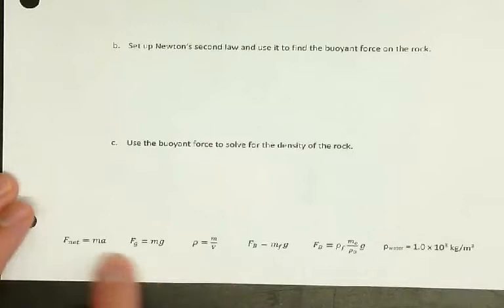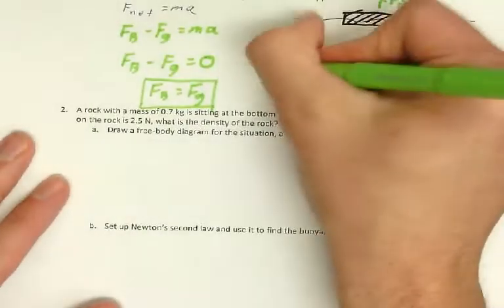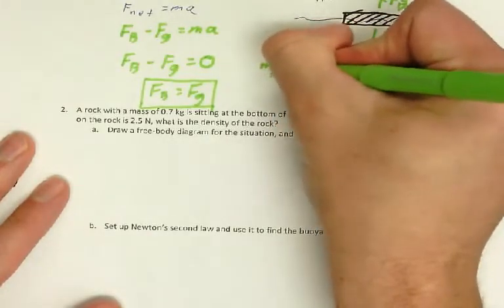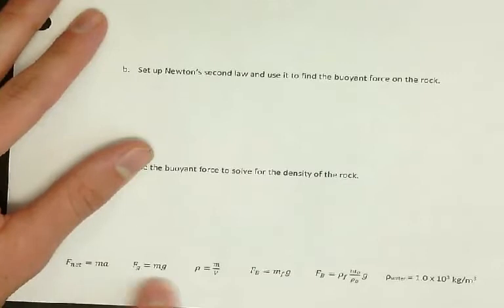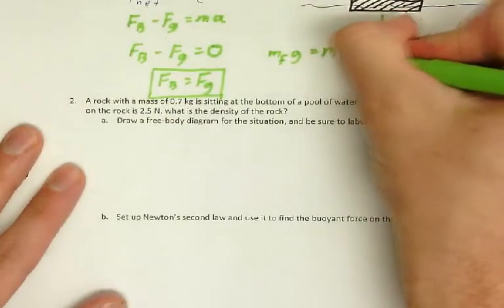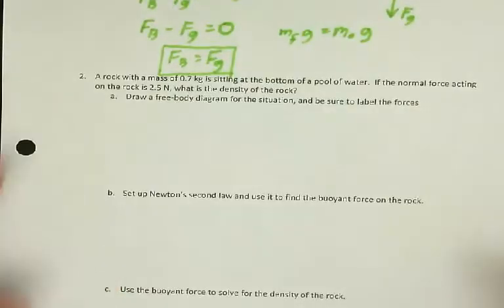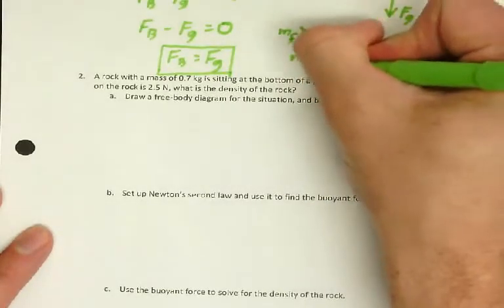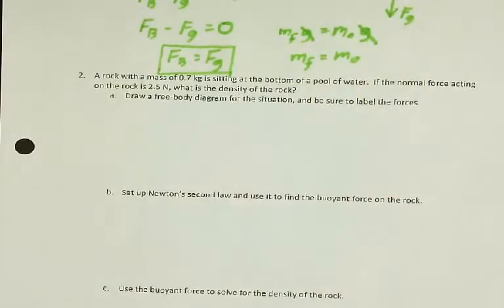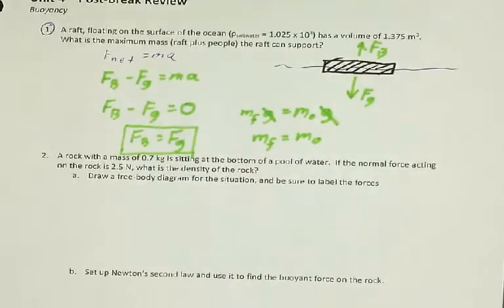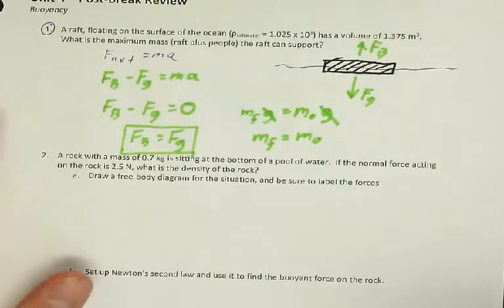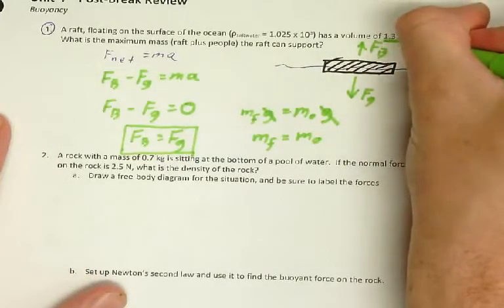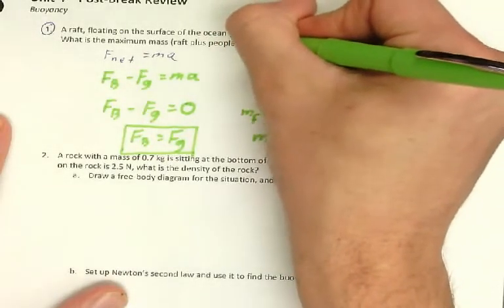So FB is mass of the fluid times gravity. FG is mass of the object times gravity. G cancels because it's on both sides. So you get this. Mass of the fluid equals mass of the object. Well, that's swell. The problem is I don't know how much mass the fluid has. So how can I find that? Well, I know 2 things about the fluid. I know how much volume is displaced, and I know what the density of that fluid is.